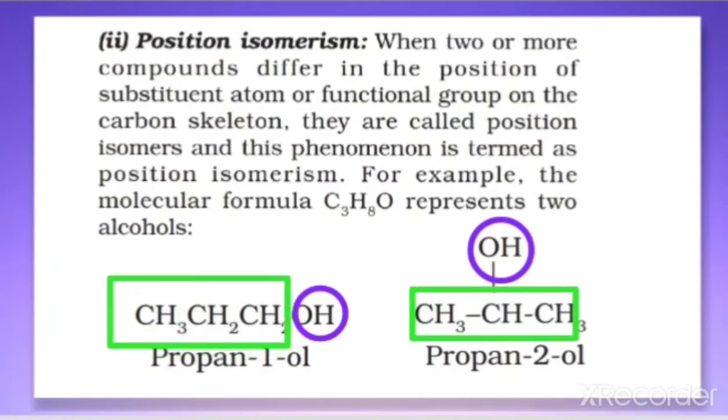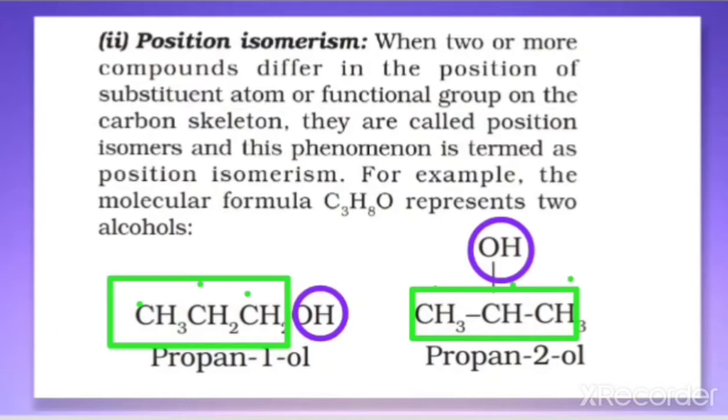This is the main chain. Now when you find it out here, in both the cases the main chain has 3 carbons. So we can't call it chain isomerism, because the carbon skeleton or the main chain has the same number of carbons. But what is the difference here?